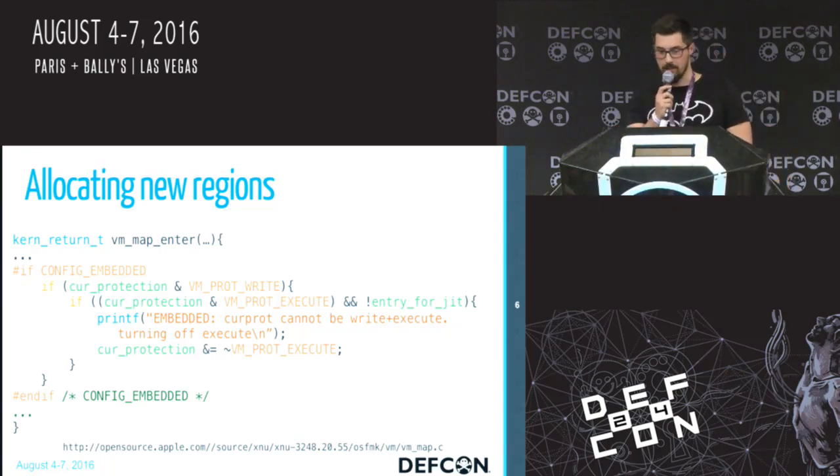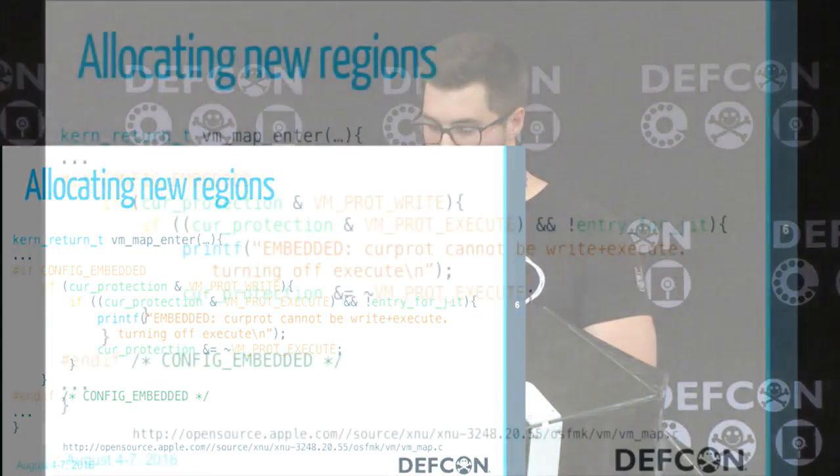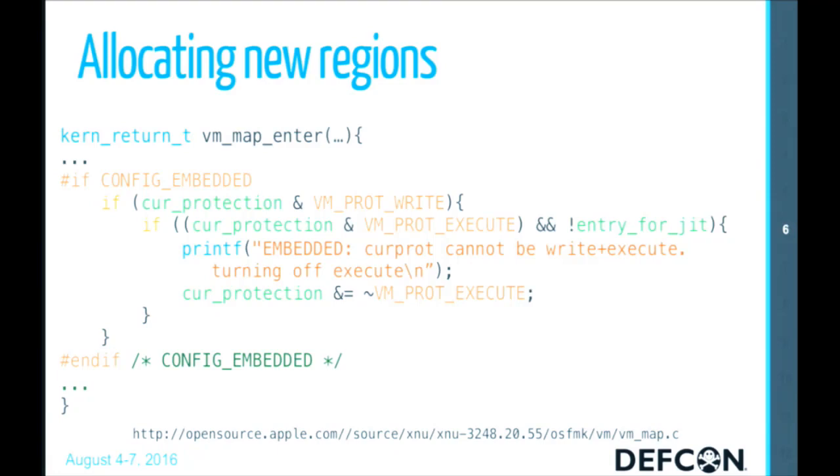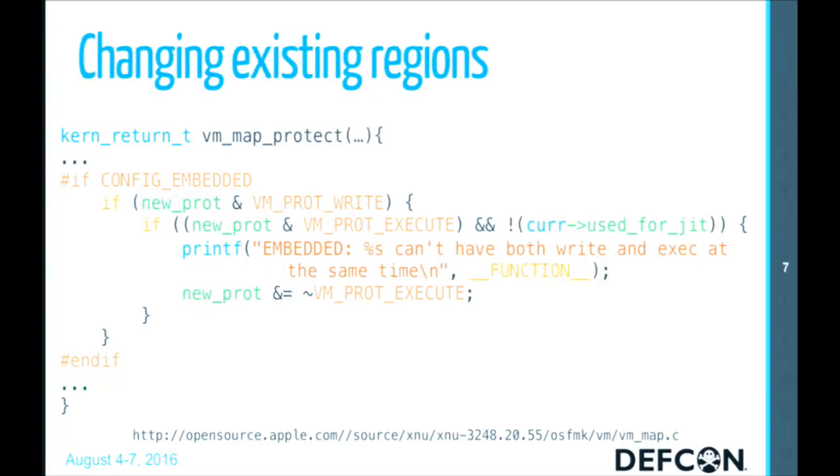Here we see vm_map_enter, which is in the XNU source code. We call it all the time when we allocate a new region in a virtual address map. If a region wants to be writable and executable, vm_map_enter just disables the VM_PROT_EXECUTE flag. The only exclusion is an entry for JIT. It's the same for changing existing regions. If a region is executable and is going to be writable, it just disables the executable bit. Again, there is a special case if the use-for-JIT flag is set.